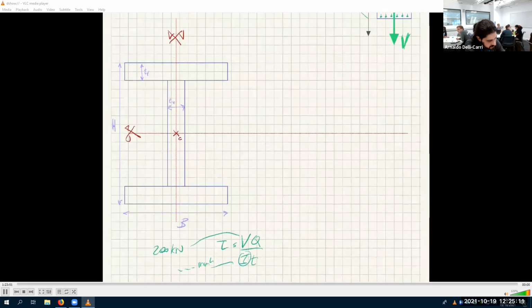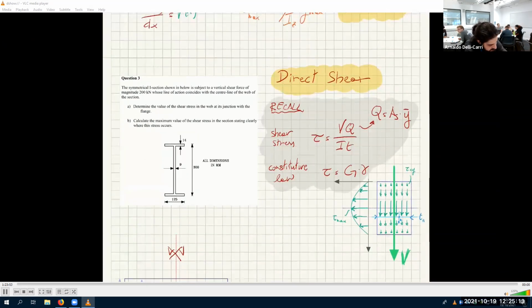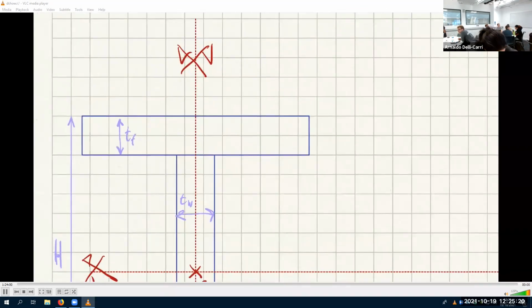What is T? We want the value of the shear stress in the web at the junction. So I want to find the stress at this point A. How do I find the shear stress at this point A? What is T associated here? It looks like we have two T's. If I come from the top, it's TF. If I come from the bottom, it's TW. Agreed? Thickness of the flange if I come from the top, thickness of the web.